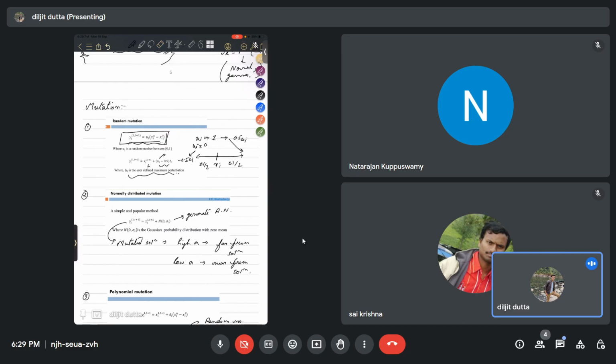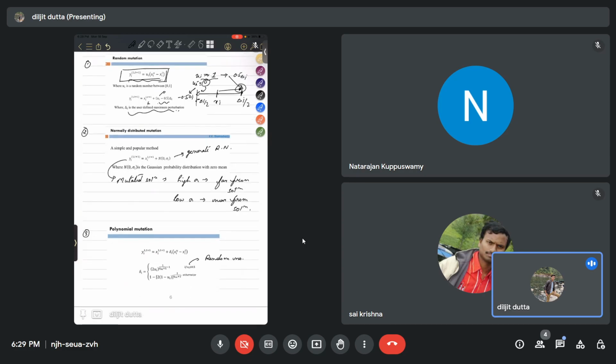Suppose this is xi, this point is delta I by 2, this is minus delta I by 2. So if ui is equal to 1, we get a new mutated bit at 0.5 delta I. And if ui is equal to 0, we get the solution at minus 0.5 delta I, because you can see it from the formula. So this is one way of doing random mutation.